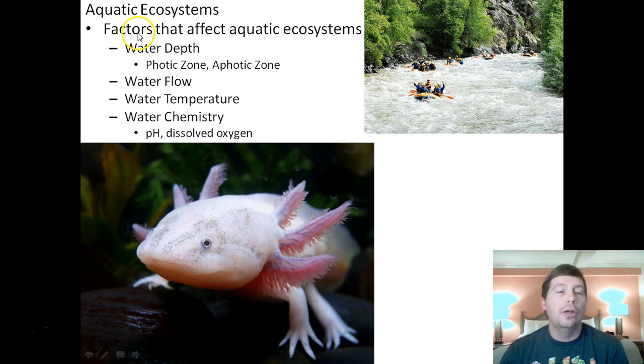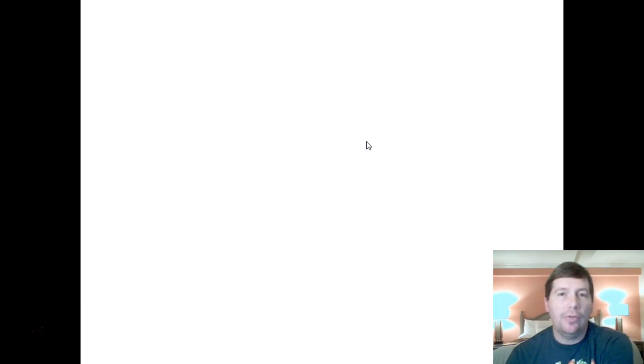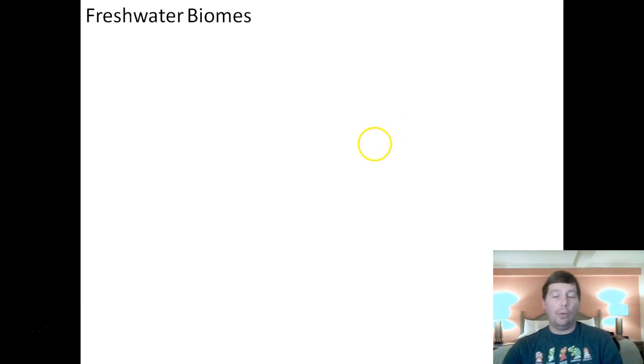So these are four main factors that affect all aquatic ecosystems, and based on these factors, that's going to have a major effect on what living things can live in that area. So now that we've talked about the factors that affect an aquatic ecosystem, the depth of the water, the temperature of the water, the flow of the water, the chemistry of the water, now let's go through and talk about examples of aquatic biomes. Now we're going to break this up into freshwater biomes, and we're going to talk about saltwater biomes.